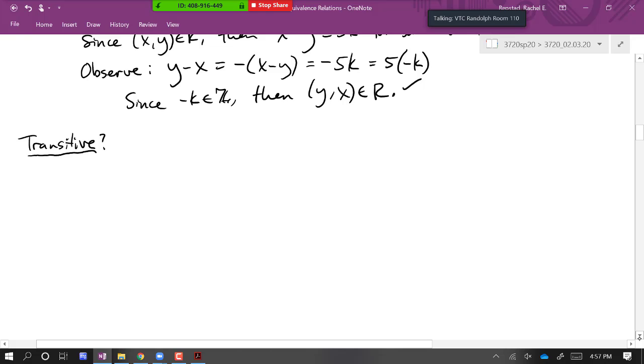So let's see, to show something is reflexive, we need to just grab one arbitrary element, show it's related to itself. For symmetry, we had to grab 2 arbitrary elements and show that if we have the relation going in one direction, we've got to have it going in the other. For transitivity, you need 3 arbitrary elements. We're going to let x, y, and z be integers.